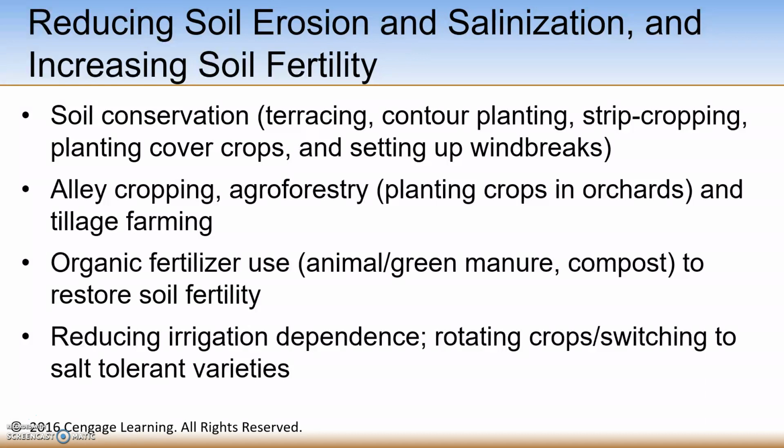In addition, they can use alley cropping and agroforestry, which is planting crops in orchards, as well as tillage farming to reduce soil erosion. When the farms use organic fertilizer, such as animal manure or compost, to restore soil fertility, this helps maintain the nutrient balance within the soil and also maintain a good crop yield. Maintaining the nutrient balance in the soil is key to reducing soil erosion and increasing soil fertility. Reducing irrigation dependence is also important because it helps protect our surface water and groundwater resources also.